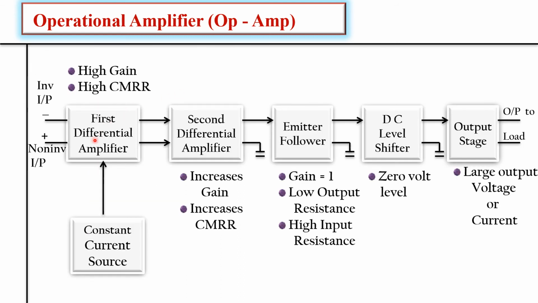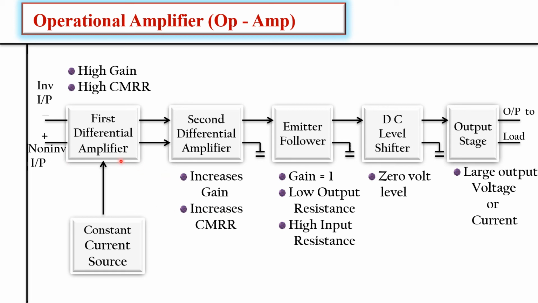Op-amp consists of 3 basic stages. The first stage is called the input stage, which consists of the first differential amplifier with a constant current source. The second stage is called the intermediate stage, which consists of a second differential amplifier, emitter follower and DC level shifter. And the last stage is the output stage.